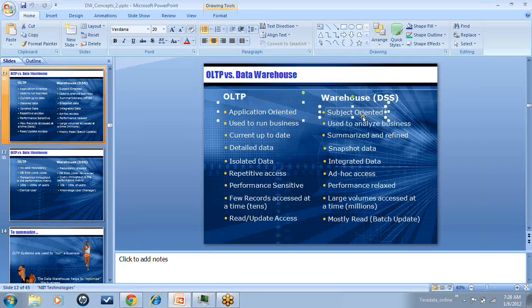And the data warehouse is used to analyze the business and take good decisions, right? And OLTP is current, up to date. It means the data in OLTP is current to date. If I do a transaction, it will be reflected at the same time in the backend databases also, right? If I do any withdrawal from my account, that will be saved at the same time, right?